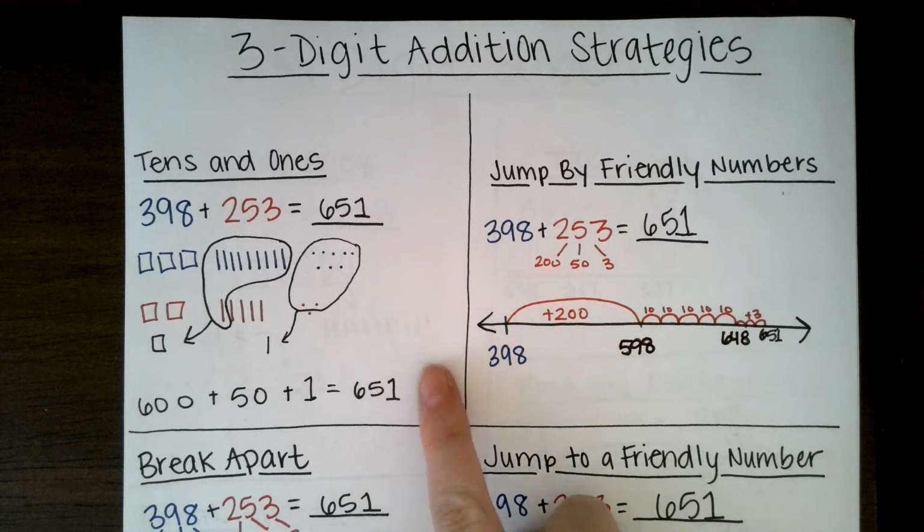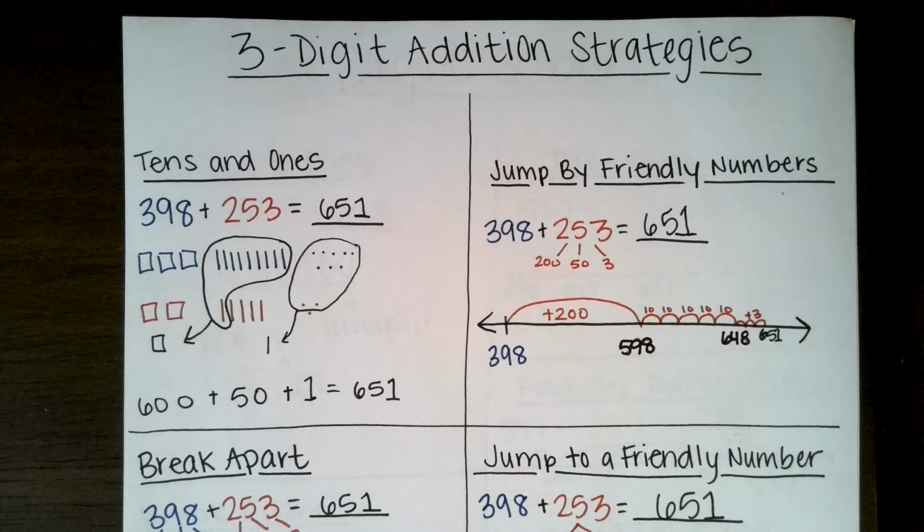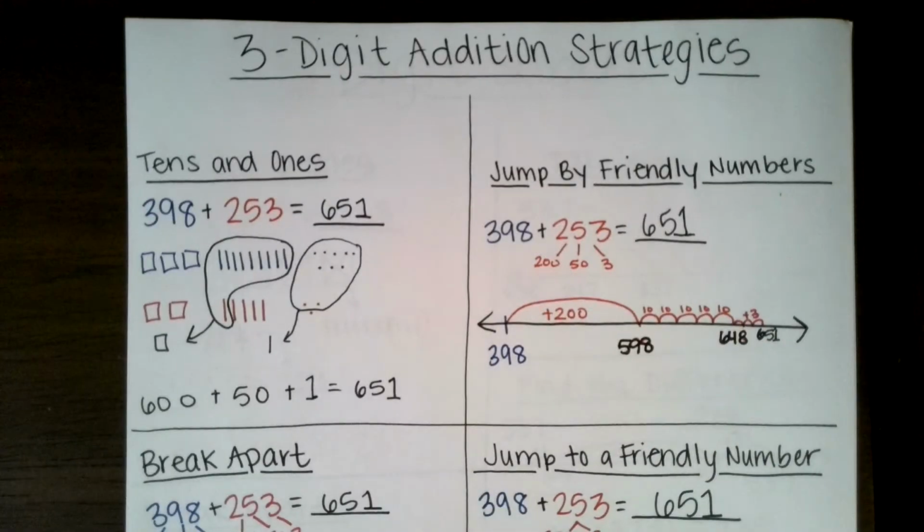So this is a really great strategy to use when you're trying to check your work. If you think your work maybe got you the wrong answer, this is a strategy, because it's your most familiar strategy, that you can use to check your answer. But we're going to try to use some different strategies moving forward for the second half of third grade.